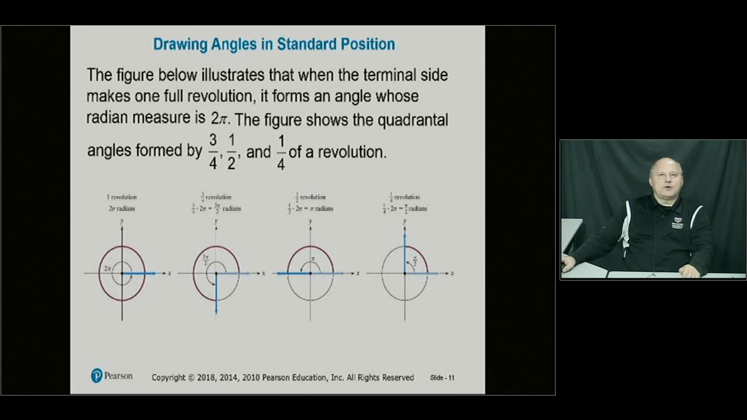So 3/4 of a revolution is 3 pi over 2 radians because it's 3/4 of 2 pi. If you multiply 3/4 times 2 pi, you get 3 pi over 2. The second one is 1/2 of a revolution, so it's 1/2 of 2 pi, which is pi radians. And then the first one is basically 1/4 of 2 pi. And 1/4 of 2 pi is 2 pi over 4, which is pi over 2. Okay, so that's just talking about the revolutions. All right.